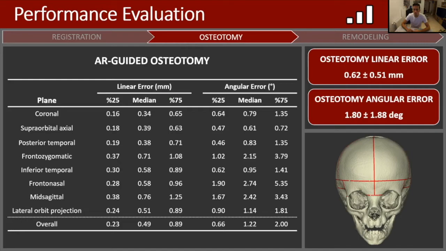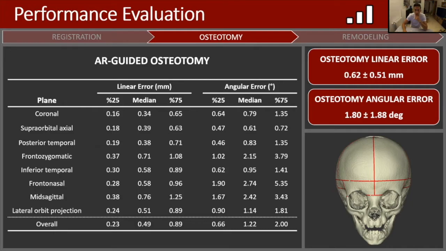After that, we evaluated the performance of the augmented reality visualization to guide the osteotomy in simulation phantoms. We measured the linear error and the angular error of the osteotomy in each of the different cutting planes. The average osteotomy linear error was 0.62 millimeters and the average angular deviation was 1.8 degrees.